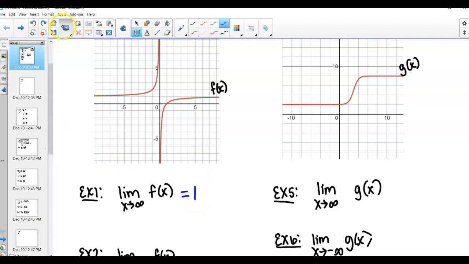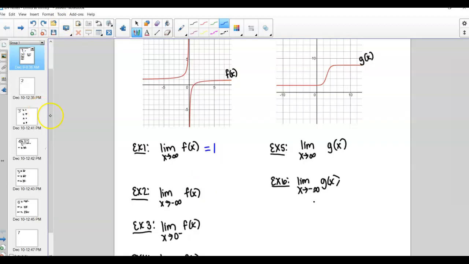For example 2, we're approaching negative infinity, and we're still approaching that same horizontal asymptote at 1. So we would also get 1 for example 2. For example 3, they ask us about the limit as x approaches 0 from the left. This is not a limit at infinity, but this is a limit that has an answer of infinity, because you can see 0 would be the y-axis right here. As we approach 0, our y-coordinates just get larger and larger. So we would approach positive infinity.